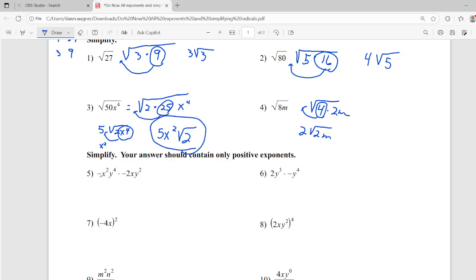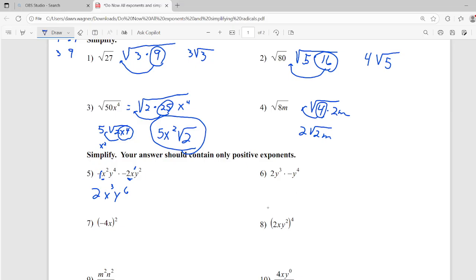I have negative, that's like a -1 in front, times a -2. What's -1 times -2? 2. I have x squared times x. Remember, there's an invisible 1 for that exponent there. It's an exponent of 1. And you add your exponents when you're multiplying. You multiply coefficients, you add exponents. What's 2 plus 1? 3. So that'd be x to the third power. Now, y to the fourth times y to the second is y to the sixth. That's it.